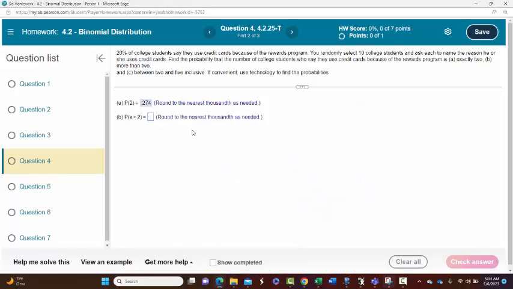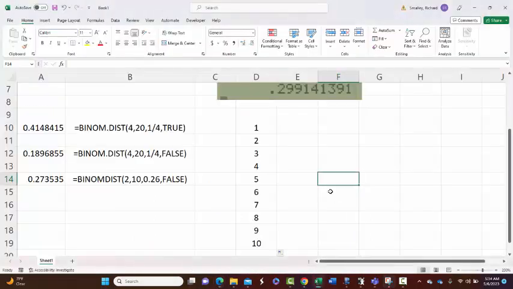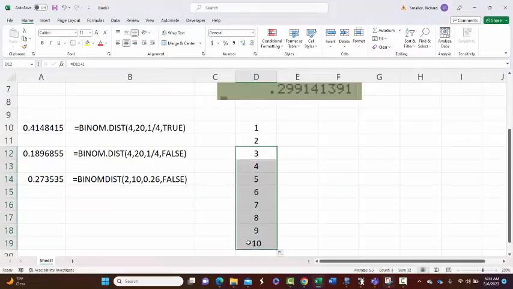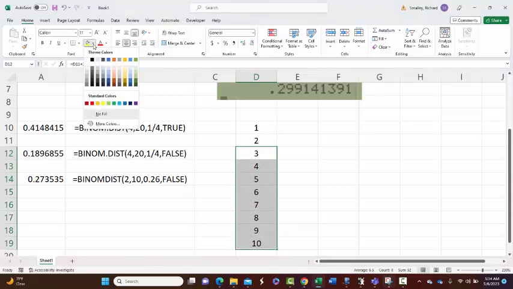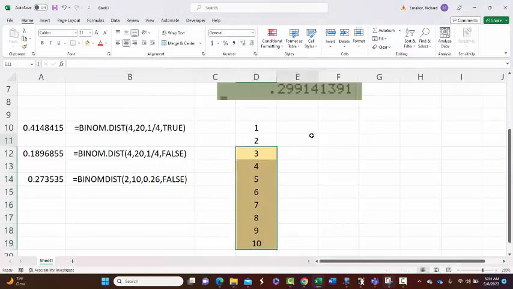I can control it on a test. I can't control it here. So, okay, now let's go back to what I was looking at. All right. Let's just give it some sort of non-obtrusive color there. There we go. So more than 2 represents that block of numbers, 3, 4, 5, 6, 7, 8, 9, 10.